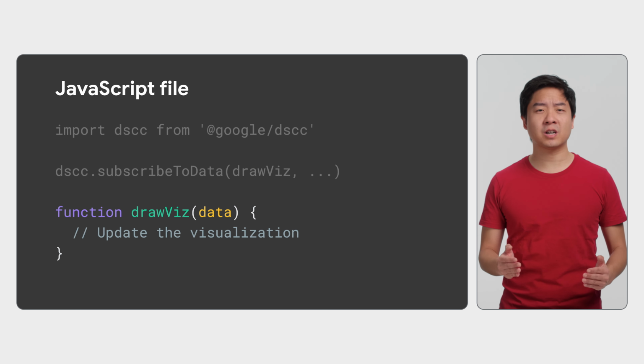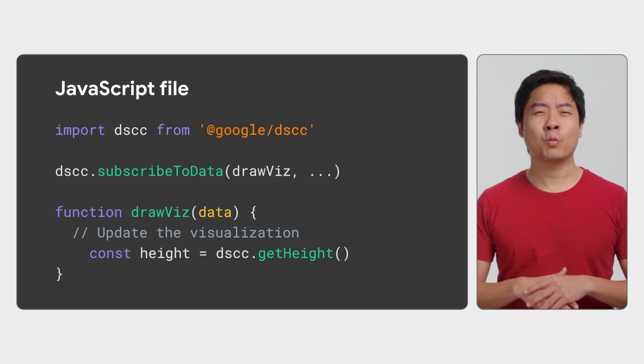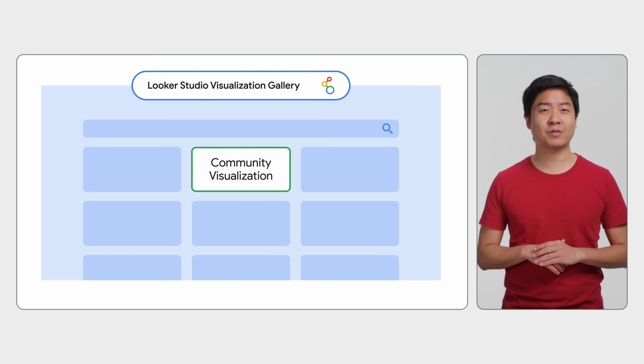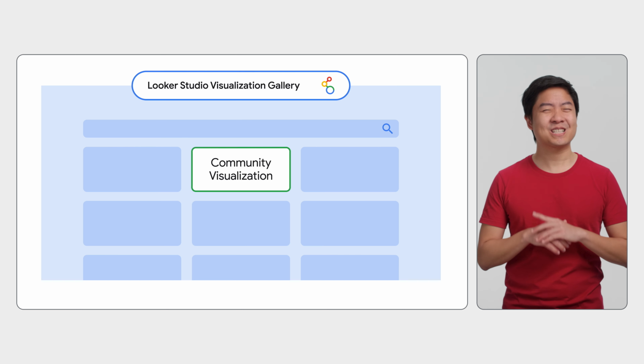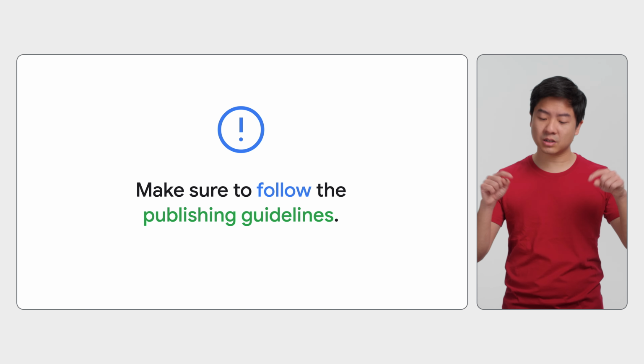DSCC also provides other helper functions to help you visualize your data, like the getHeight method. With all your code in place, you can try out your visualization in your own Looker Studio report by pointing Looker Studio toward your manifest file in your GCS bucket. After you tested your visualization, just like community connectors, you can publish your visualization to the Looker Studio gallery so others can use it. It's a great opportunity to increase the visibility of your visualization and also help the Looker Studio community. Just make sure to follow our publishing guidelines linked in the description below.